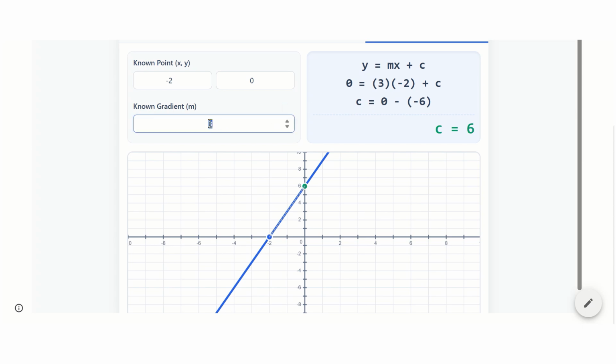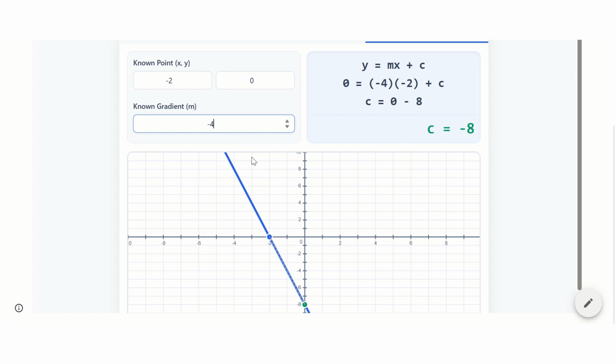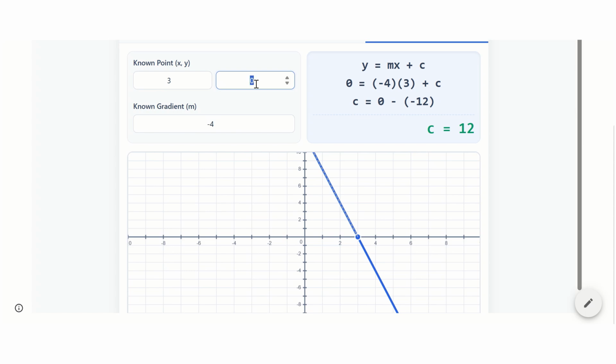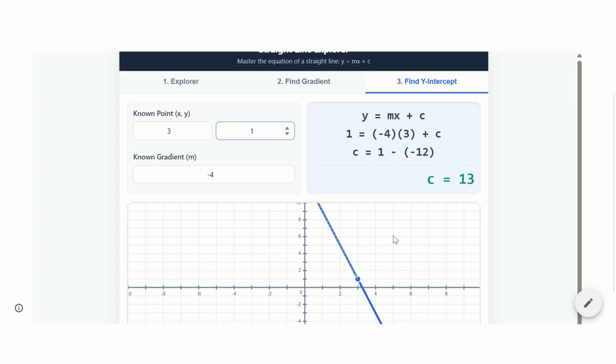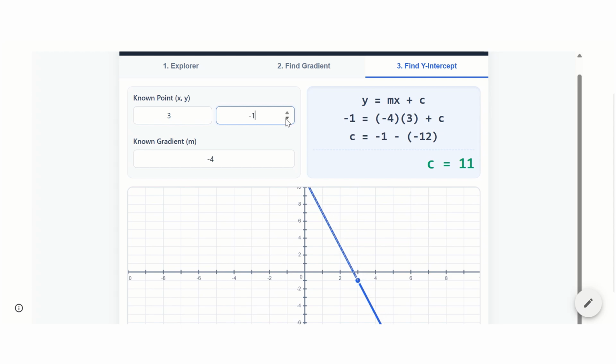Supposing gradient is -4. And then let's have a point called 3, 1. Oh, I cannot show you 3, 1. Never mind. Let me show you. This one can show.